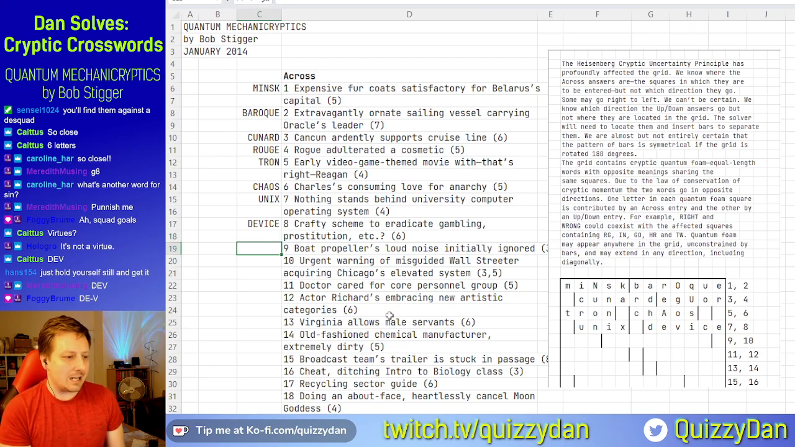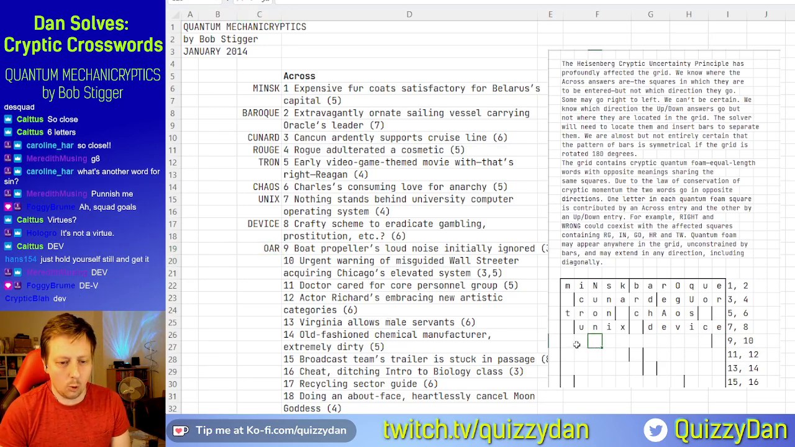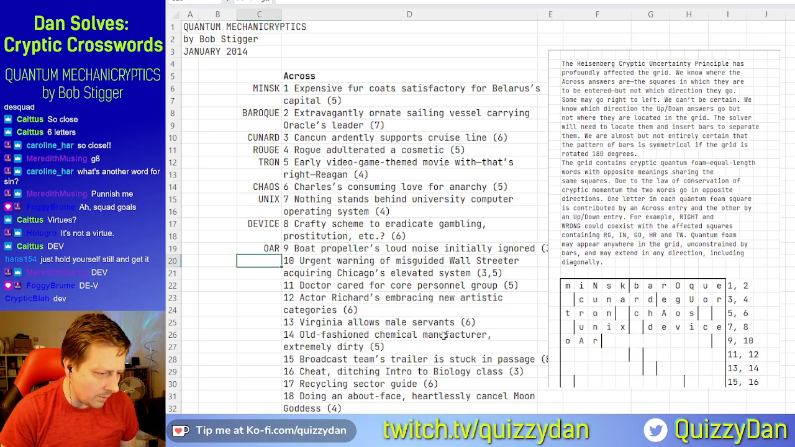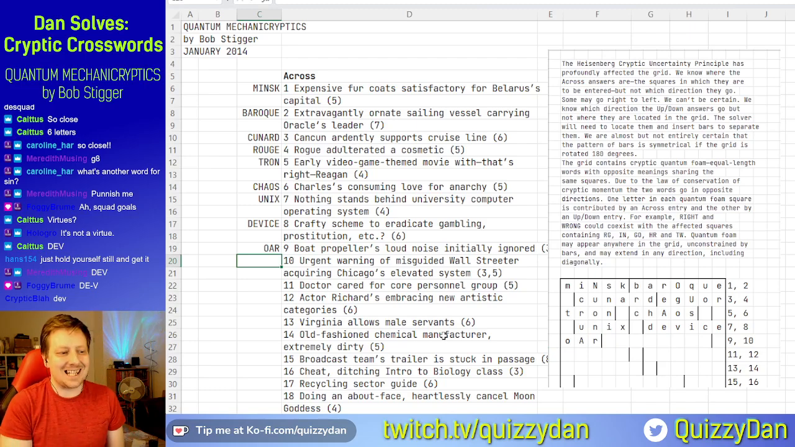Boat propellers, loud noise, initially ignored. I'm just going to go for that straight away. It's a roar without the first letter for or. So we could do O, capital A, because we know that is in the middle, and then R. Urgent warning of misguided Wall Streeter acquiring Chicago's elevated system. So that's the L, E-L, meaning elevated.